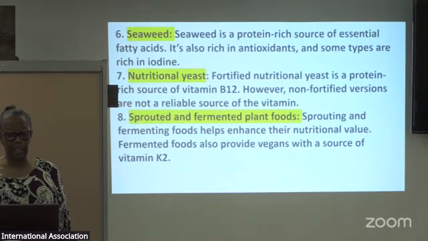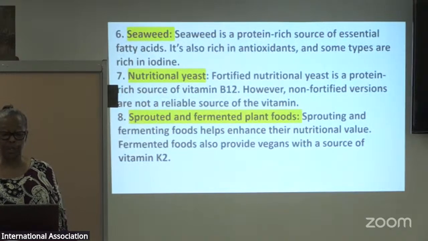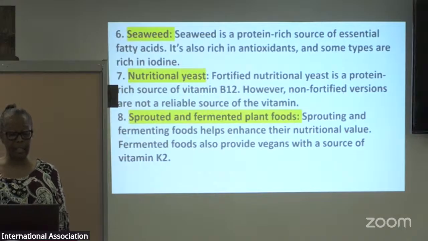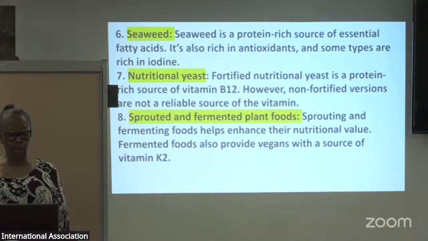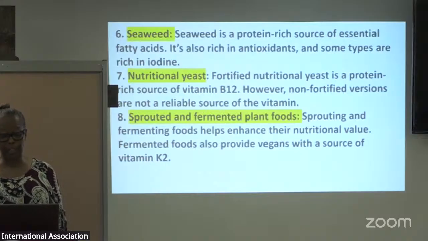Seaweed. Seaweed is a protein-rich source of essential fatty acids. It's also rich in antioxidants, and some types are rich in iodine. Nutritional yeast. Fortified nutritional yeast is a protein-rich source of vitamin B12. However, non-fortified versions are not as reliable a source of the vitamin.